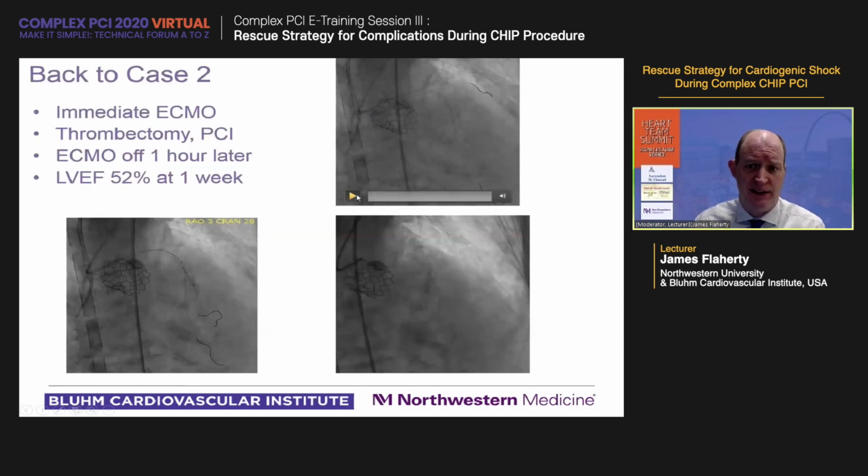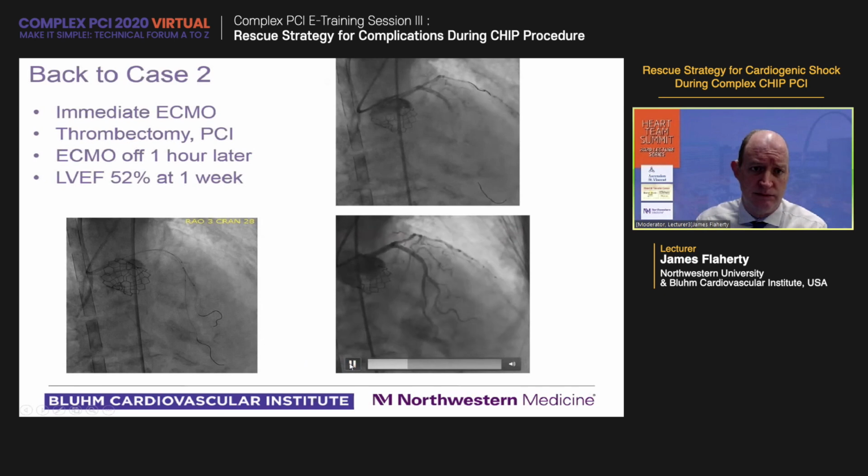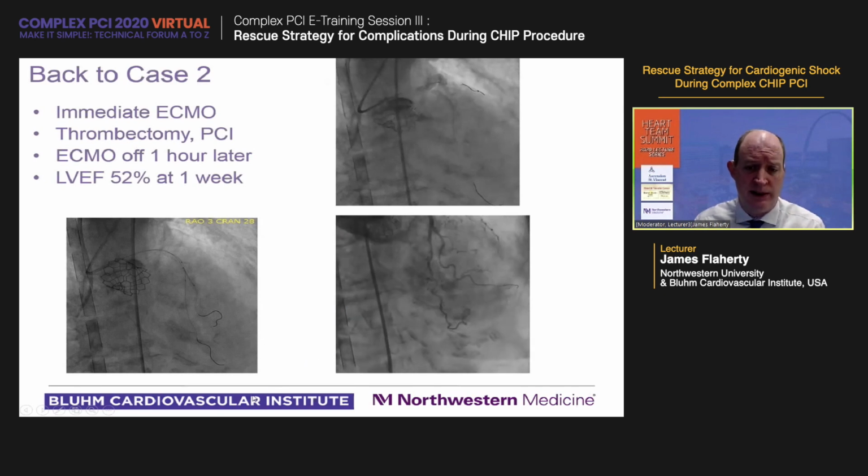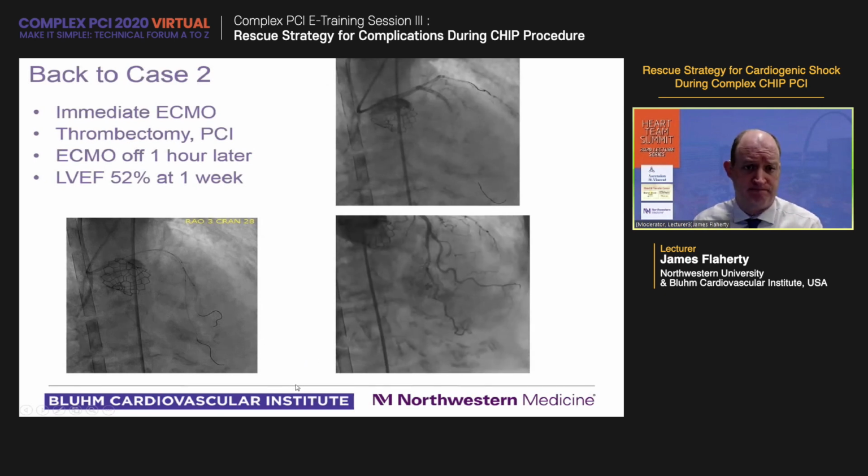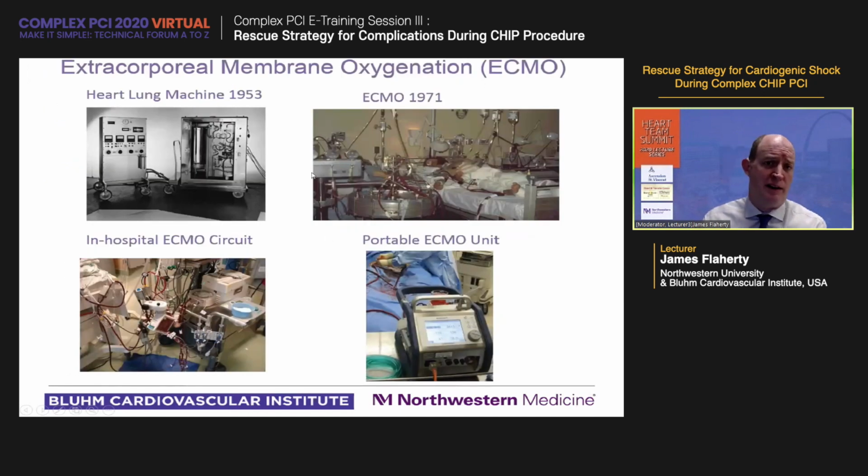Back to the case, we placed her on ECMO. We did thrombectomy. Then we did mini crush here in the large diagonal. And within an hour, she was off ECMO and fully recovered. ECMO has come a long way. The heart-lung machine was developed in 1953. Bedside ECMO came in the early 70s, a huge apparatus, much smaller now as an inpatient ECMO circuit. And now we have portable ECMO circuits that can be used in the field or in the cath lab.